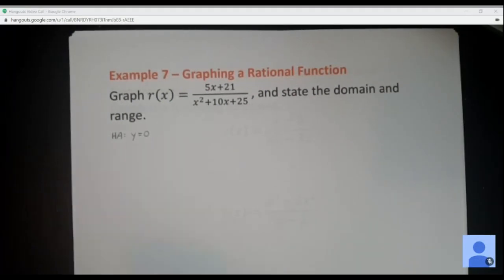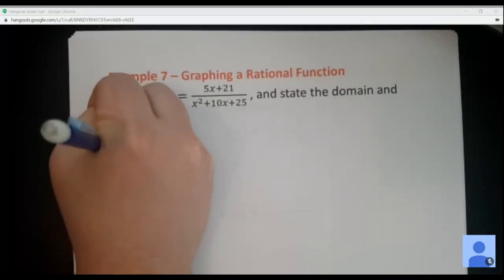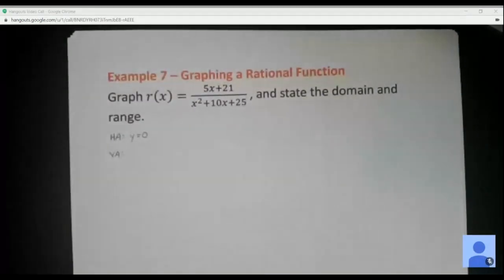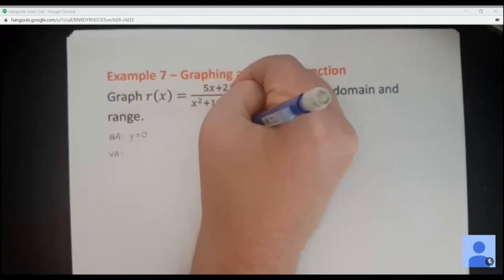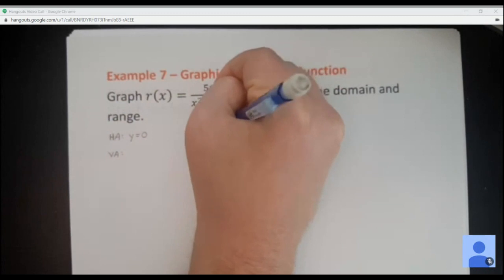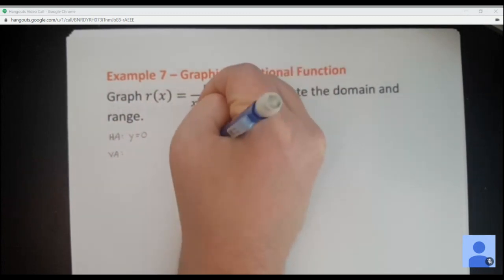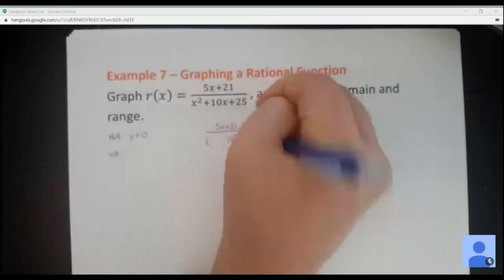All right, now vertical asymptotes. So what do we need to do? Good. So if we look at the numerator, can we factor the numerator? Good, we can, right? So 5x plus 21, nothing we can do to factor that. So now we want to go to the denominator, see if we can find factors of that trinomial.